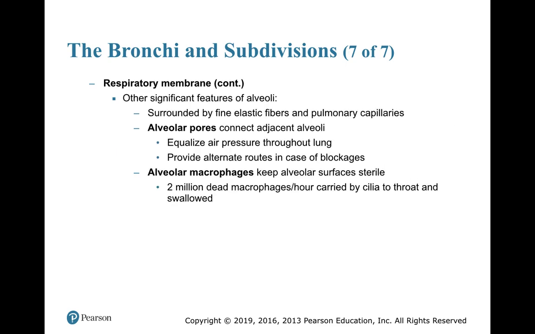There are other significant features. They are surrounded by fine elastic fibers and pulmonary capillaries. There are alveolar pores that connect adjacent alveoli. That helps to equalize air pressure throughout the lungs, and it also provides alternate routes in case there are blockages elsewhere. The alveolar macrophages are another set of cells that keep the surfaces sterile. About 200 million dead macrophages per hour are lifted by the cilia to the throat and then swallowed.